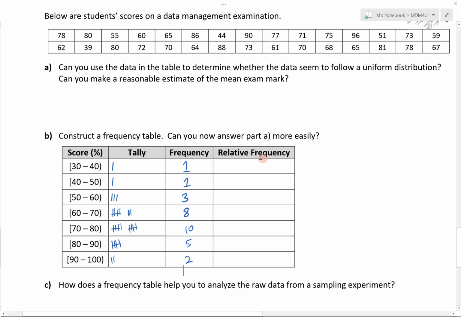Okay. Now, relative frequency is taking every single frequency value and dividing it by the total frequency. So how many numbers do I have here? Well, if I add up all of these frequencies, I would have a total of 30.